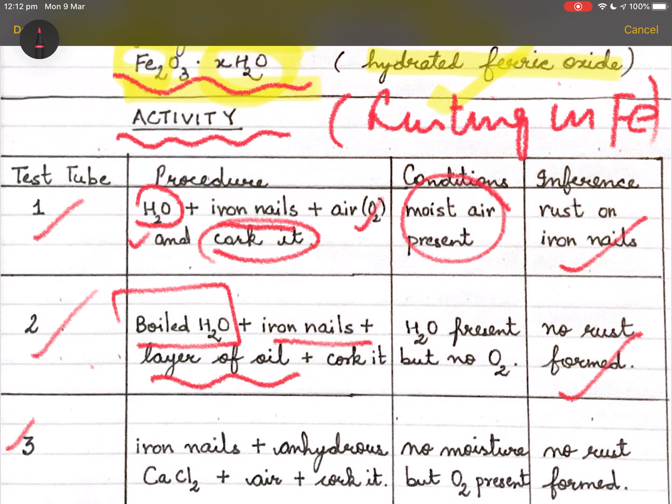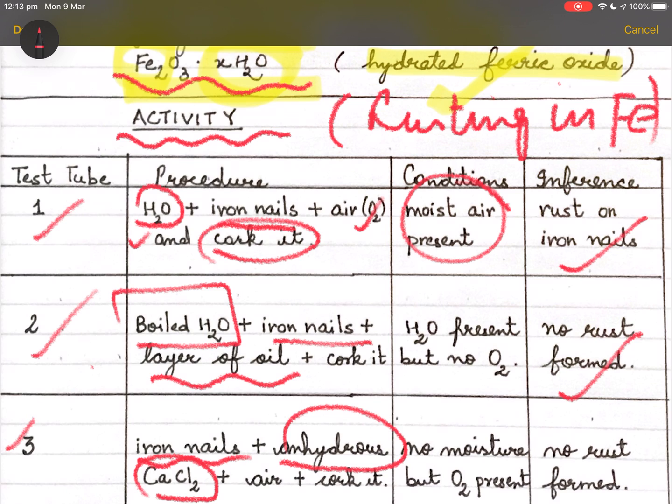In the third test tube, we have again iron nails. Of course, in all these test tubes, we are corking it. And this is something new for you, that's anhydrous calcium chloride. Please make a note, anhydrous calcium chloride acts as the moisture absorber. It absorbs all the moisture. You might have seen when you get new shoes, or maybe some woolen clothes, some packet is kept inside it. That packet is anhydrous calcium chloride.